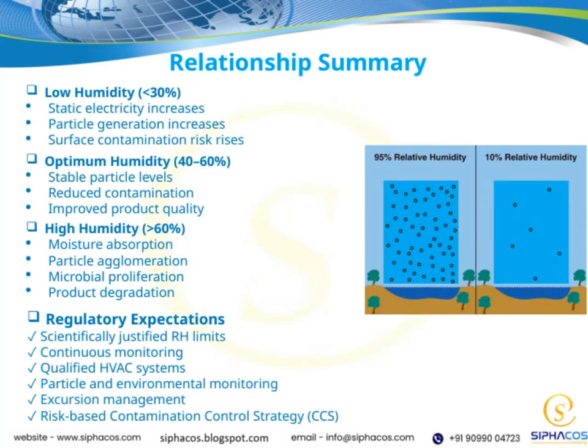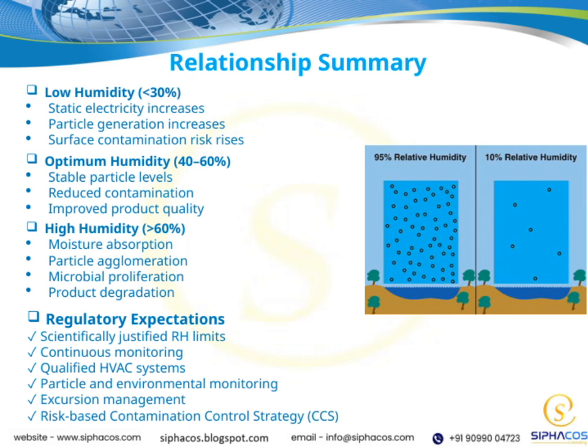That's the kind of impact these strategies can have. When it comes to regulatory expectations, there are several key points we need to meet. Limits on relative humidity must be scientifically justified. Monitoring has to be continuous, with HVAC systems fully qualified. We also need particle and environmental monitoring, clear plans for managing excursions, and a risk-based contamination control strategy in place.